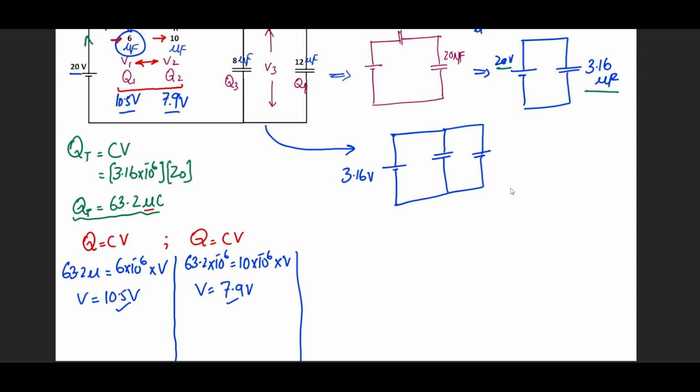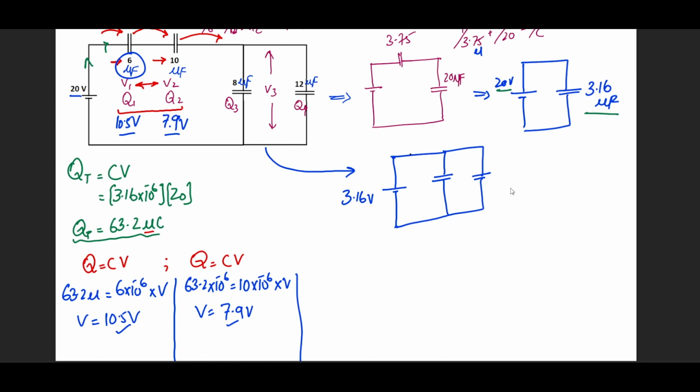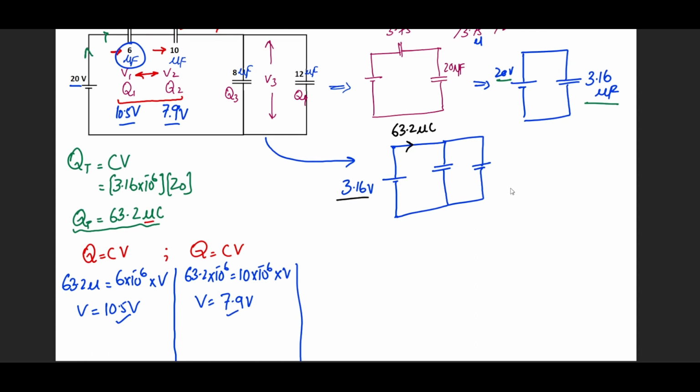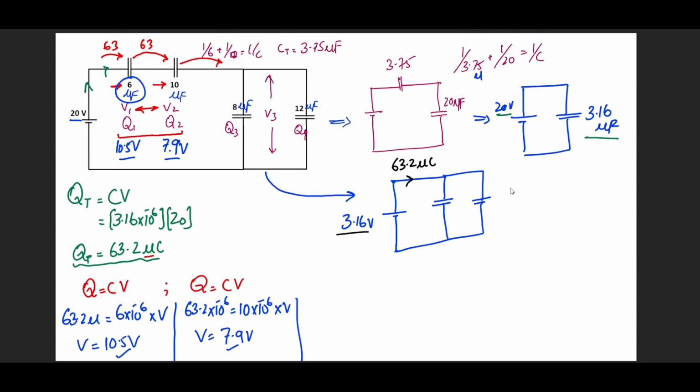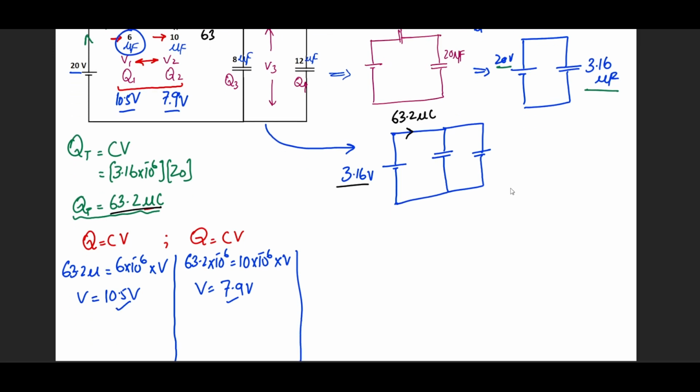For this one, we understand that the charge injected by the battery is 63.2 microcoulombs, and the voltage at which it was injected is 3.16. I again repeat that 63.2 is repelled to the next circuit. That is the same charge that was generated in the whole system, provided by the battery. So one of them is 8 microfarad and one of them is 12 microfarad.